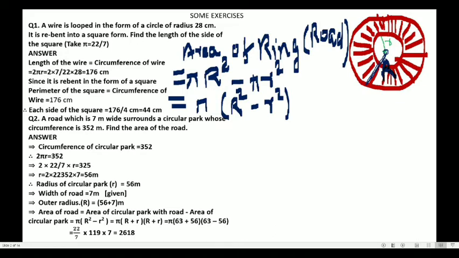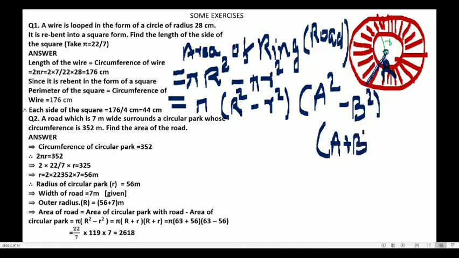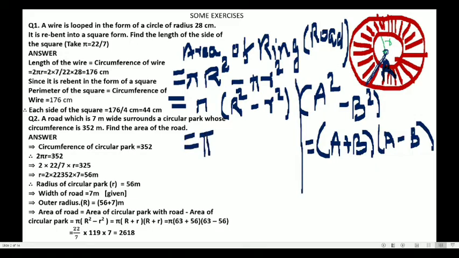This looks just like the formula a square minus b square. If you use this formula and solve, it will be easier because we don't have to square. We just add in one bracket and subtract in another bracket, because a square minus b square is a plus b, a minus b. The same way we will use it for the area of the ring. Again we will write pi, R plus r, then R minus small r. So this is what I have written here.